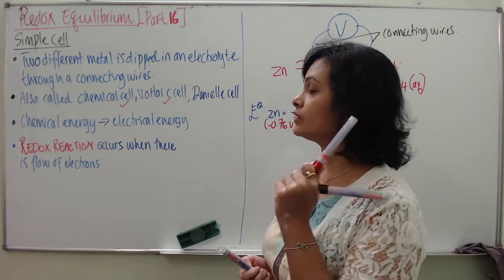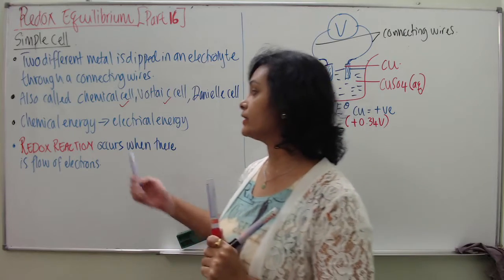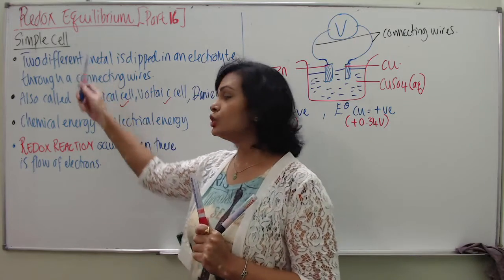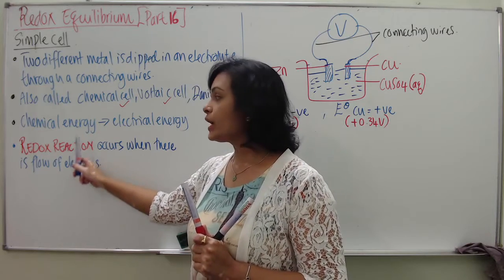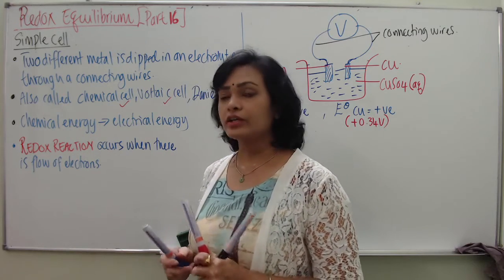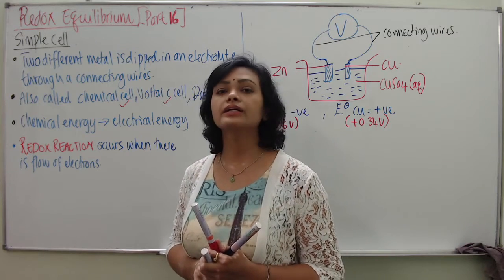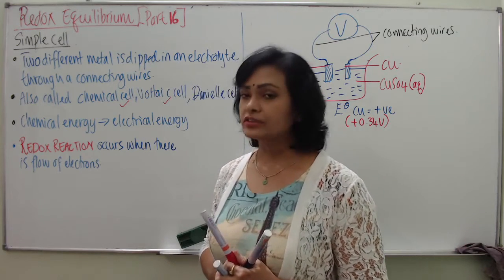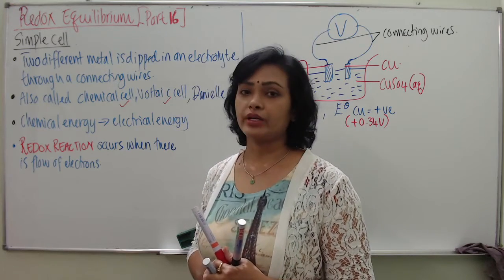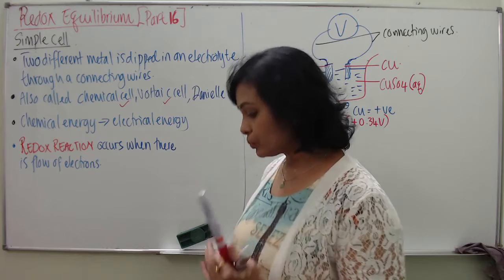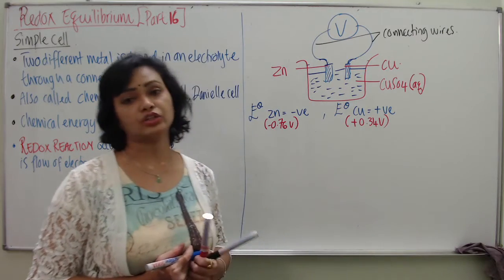Another important point the teacher would like to highlight here is that simple cell shows that it is a redox reaction. Why? Because there will be transfer or flow of electrons happening in the simple cell. So that is the reason why simple cell is an example of redox reaction. Now let's prove how simple cell becomes a redox reaction.